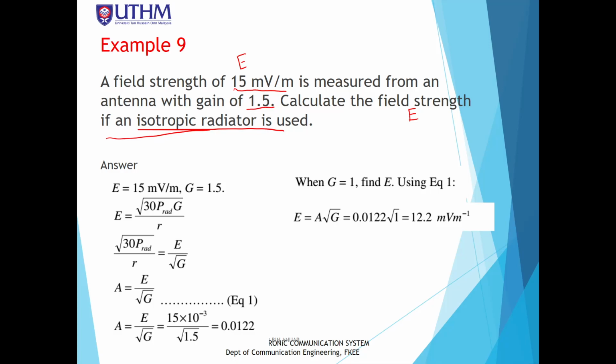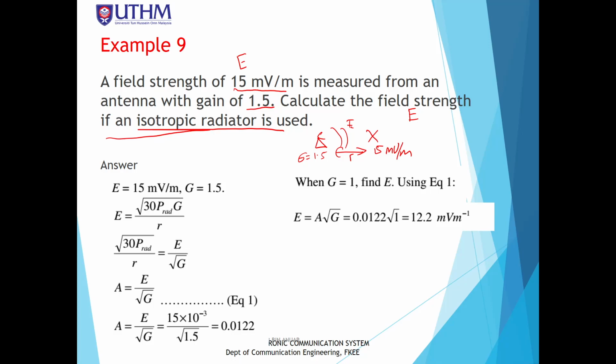Okay. So ceritanya macam ni. So the story is like this. Originally you are given the real antenna. This antenna has a gain of 1.5, and then the E field is 15 millivolt at a certain distance. We don't know the distance. At this distance, the E field is measured as 15 millivolt per meter.